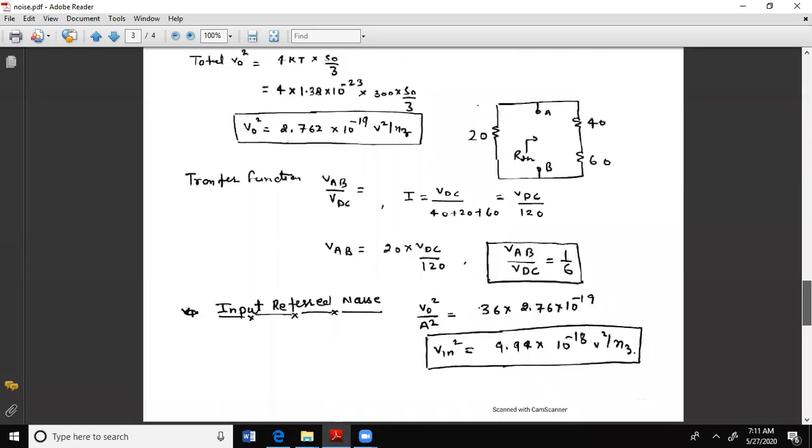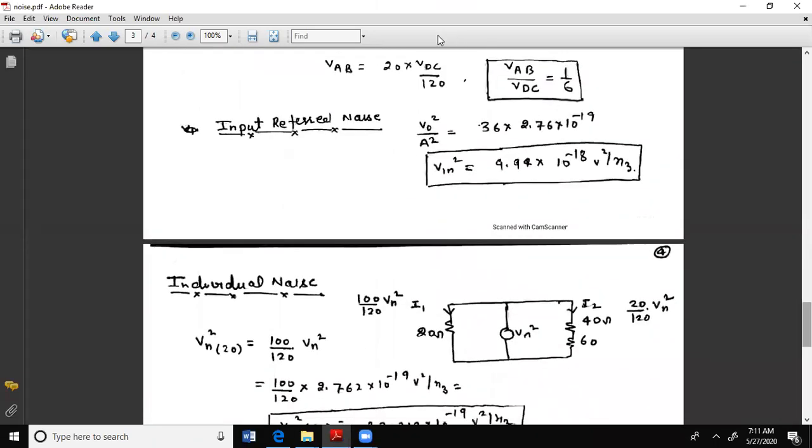So the gain of the circuit is 1 by 6. Now, input referred noise: input referred noise divides the total output power by the gain squared. So when we divide this power by 1 by 6, this is divided by 6. This power is equivalent to 9.94 into 10 to the power minus 18.